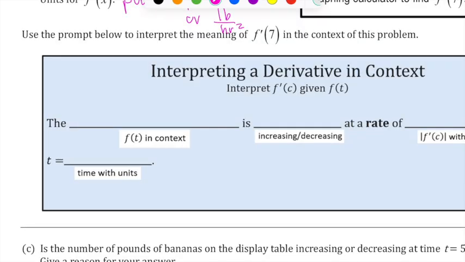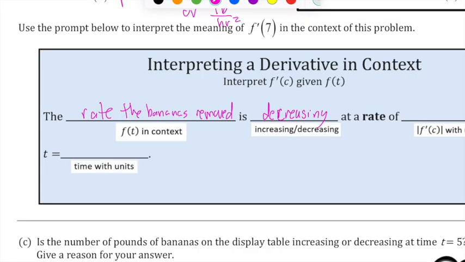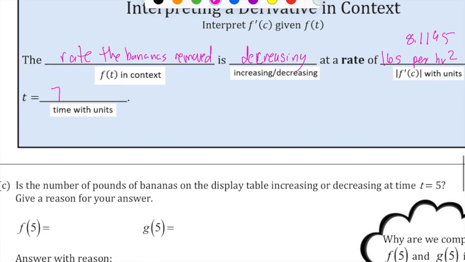So what's f of t in context? That is the rate the bananas are removed. We're going to say it is decreasing because our value is negative, at a rate of 8.1195 pounds per hour squared. And we need the time at t equals 7 hours.